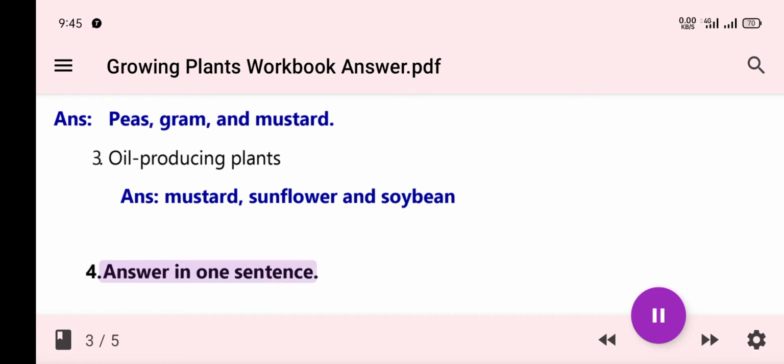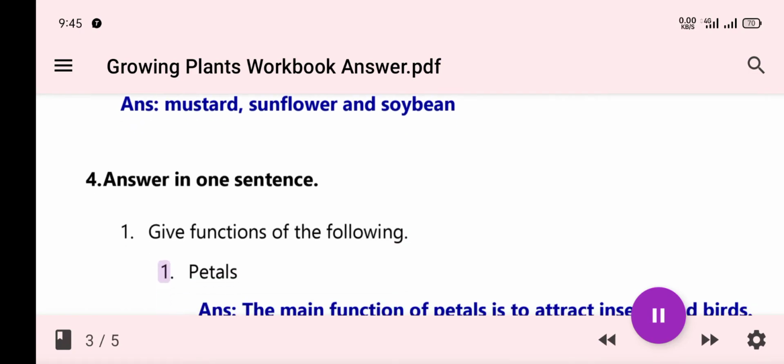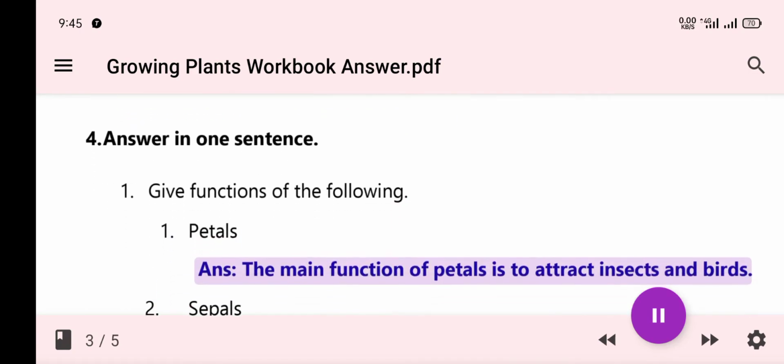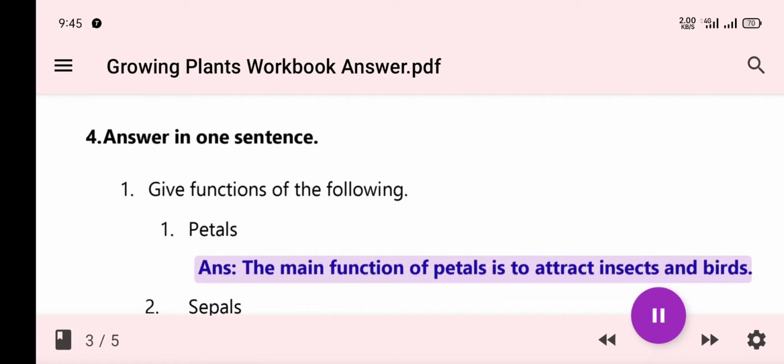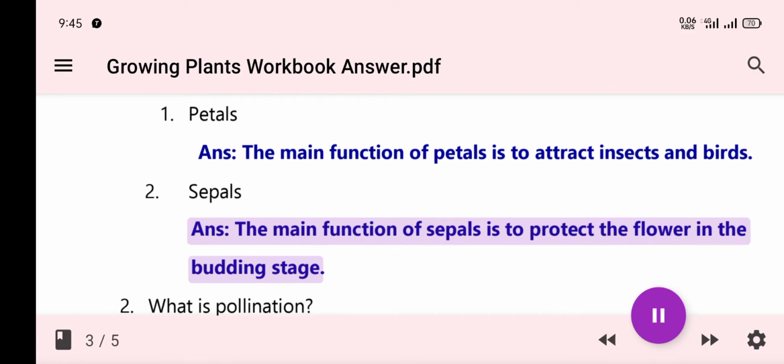4. Answer in one sentence. 1. Give functions of the following. 1. Petals. The main function of petals is to attract insects and birds. 2. Sepals. The main function of sepals is to protect the flower in the budding stage.